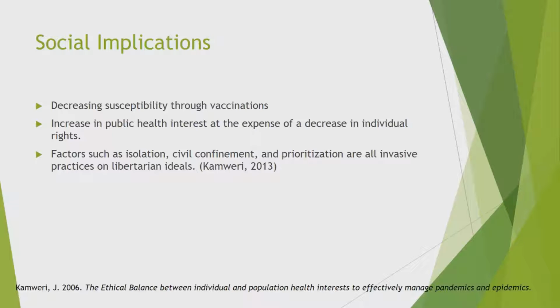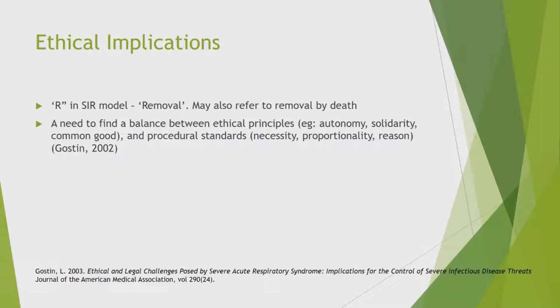Social implications. As mentioned in our conclusions, one of the ways we can decrease susceptibility is through preventative vaccinations, perhaps even mandatory. Mandatory vaccinations can be paradoxical, in the sense that what may be seen as a practice done in the interest of public health may also be seen as a breach of individual rights, namely the right to refuse being vaccinated. John Kamwiri highlights this, pointing out that such common traits of an SIR model in practice, such as isolation, civil confinement, and prioritization, are all invasive practices on libertarian ideals.